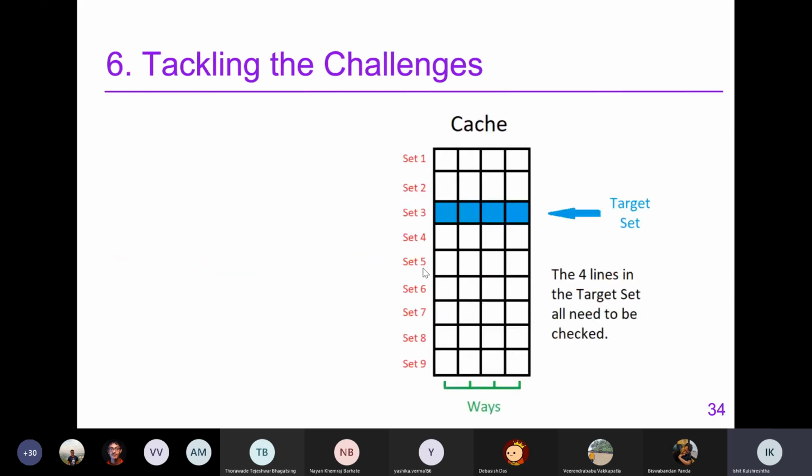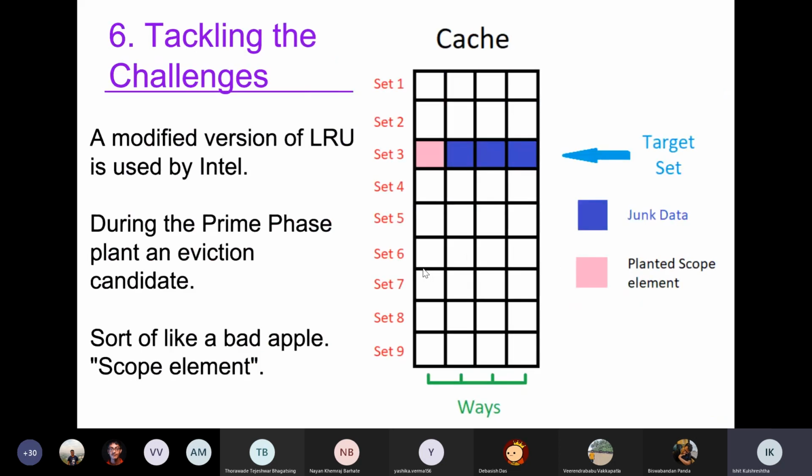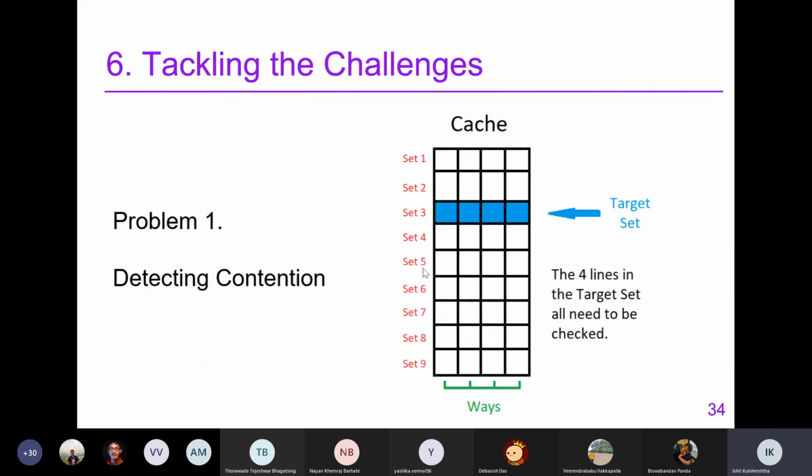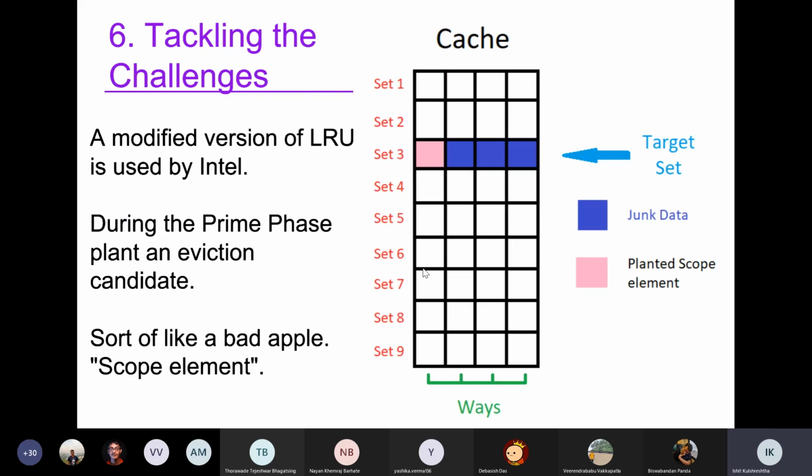Now, tackling the challenges, how the authors tackled these challenges, all right? So the first problem was detecting contention. So what they said is, I think in the previous presentations also, it was mentioned that they have done it for Intel. So we already know the cache replacement policy of Intel. It has been studied. It has been reverse engineered. It is basically a modified version of least recently used.